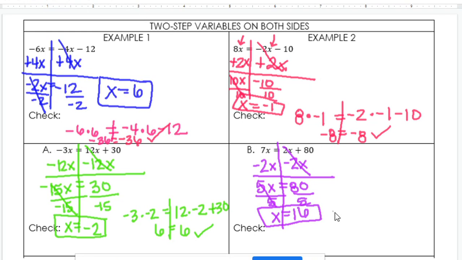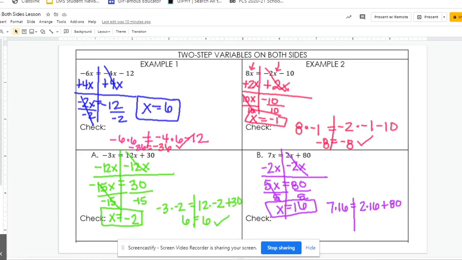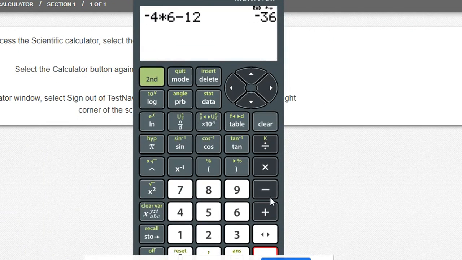Let's check it. We want to see if 7 times 16 is equal to 2 times 16 plus 80. All right, so let's do 7 times 16 first. I would have to work that out. 7 times 16 is 112.